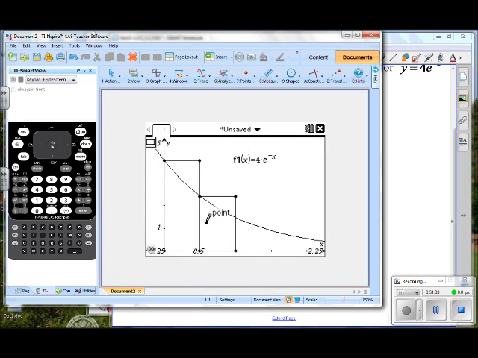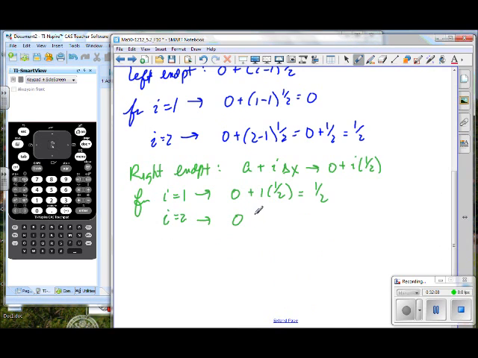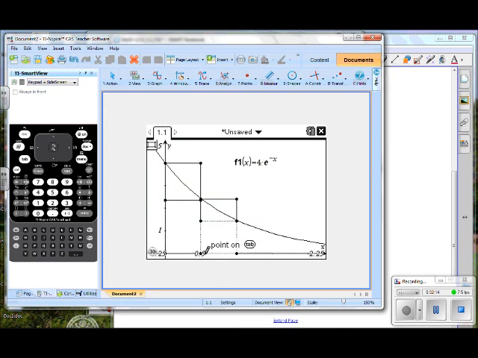Let's go back over here. If I now take a rectangle, and I'm going to go back here, over to here, but now I use the right endpoint then to determine my height. The right endpoint of the first rectangle is going to be at 1/2. The right endpoint of the second rectangle is going to be at 1. So let's see if we get that. For the second rectangle, we would have 0 plus 2 times 1/2, or 1. And again, that would be the rectangle, the smaller one here.